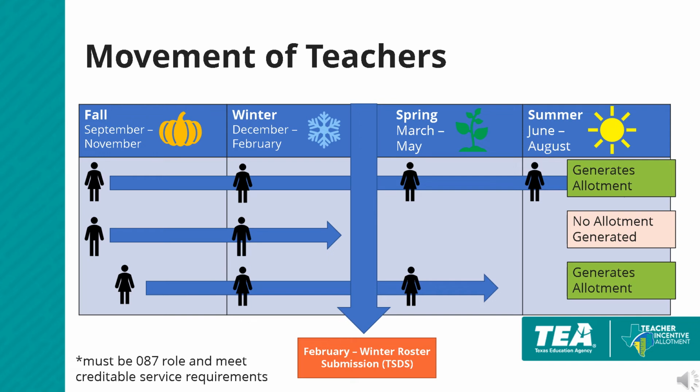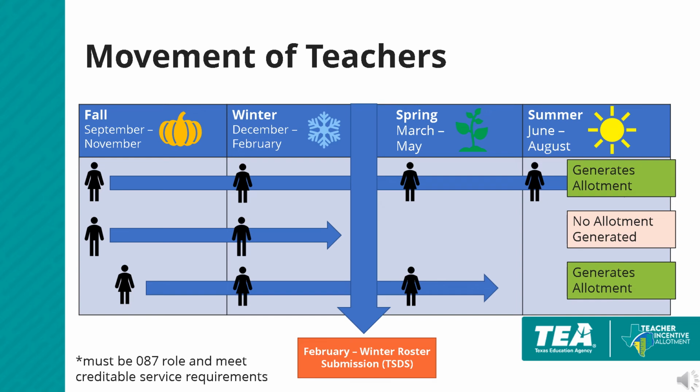As part of your consideration around forwarding funds, we wanted to start with some context about how teacher movement affects whether an allotment is generated. For all of the scenarios we are going to walk through, the key date is winter roster submission in February and where a teacher is employed at that time. For the first teacher, this is a teacher who starts and finishes the school year with the same district and campus. In this case, they would generate an allotment. The second example has a teacher that starts off the school year but leaves before winter roster submission. In this case, no allotment would be generated for the district.